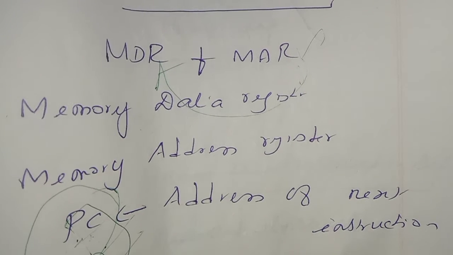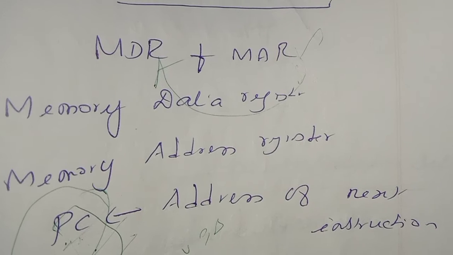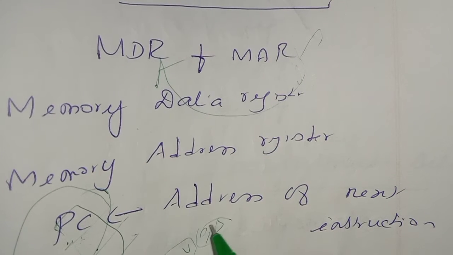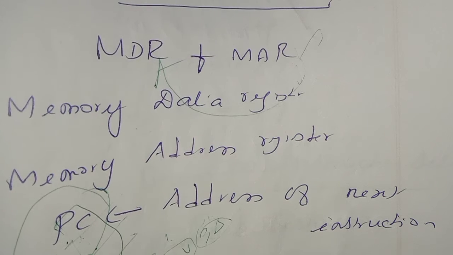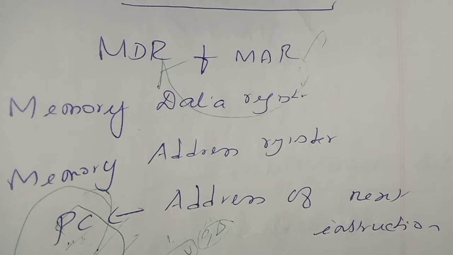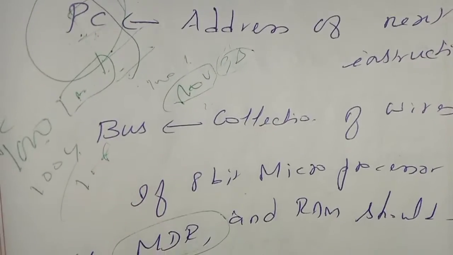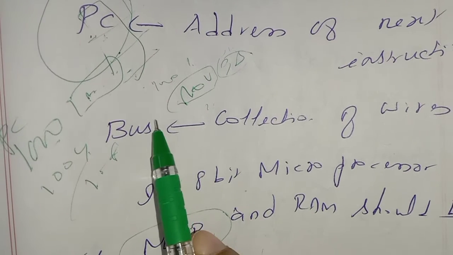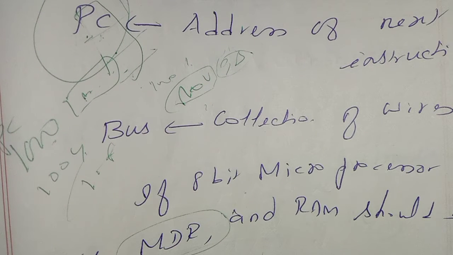For example, MOV A, B is the instruction. MOV is 1 byte, these two are 1 byte. So 1 plus 1, 2 bytes. So if my address is 1000, the next line is 1000 plus 2, 1002. That's called the program counter. Next comes the bus. What is a bus? A collection of wires.